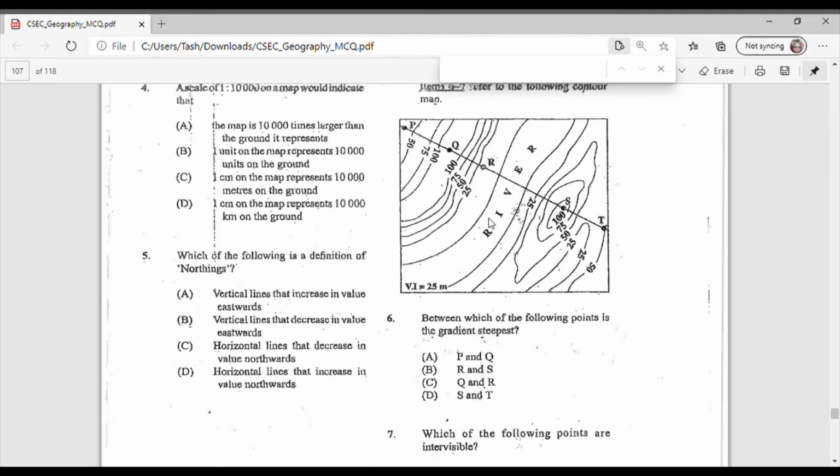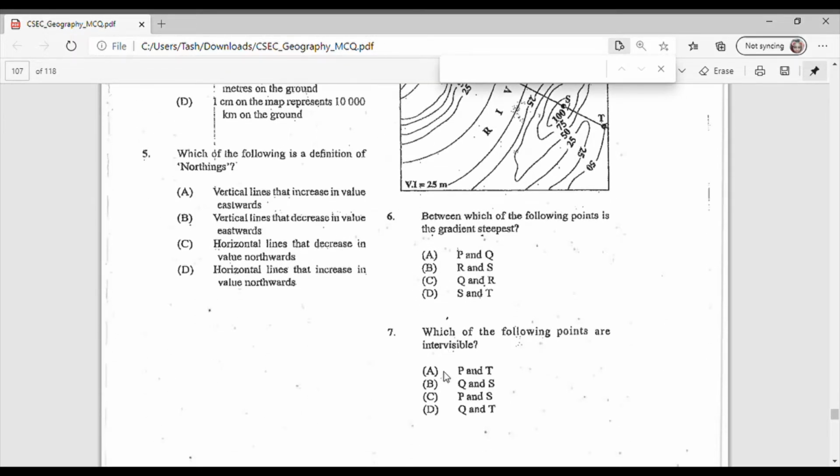Q and R. So Q and R, it's very close. The contour lines are very close to each other, which is suggesting that it is steep. And S and T, they stretch across as well. So the answer for number 6 would have been C, which is Q and R.